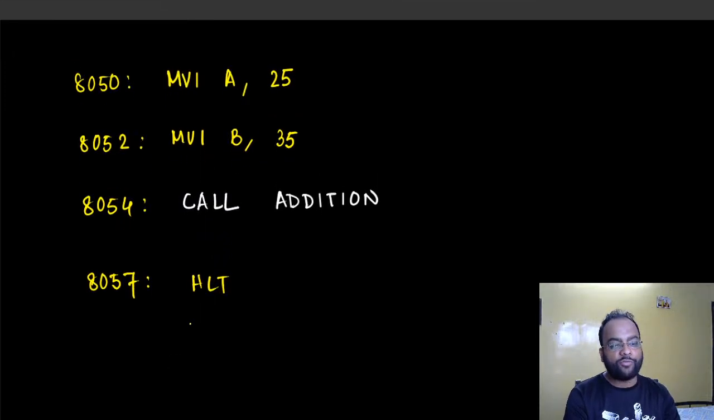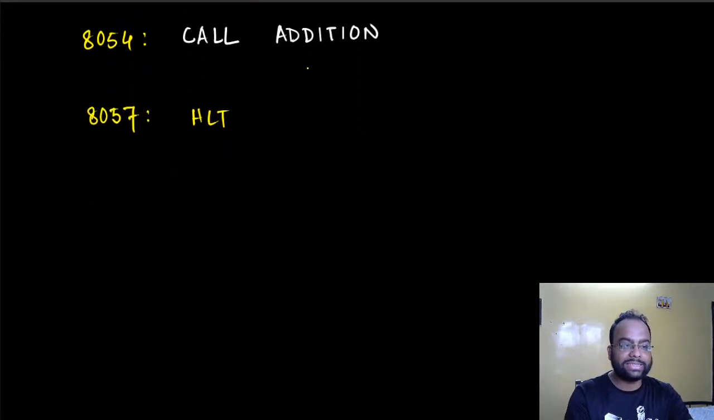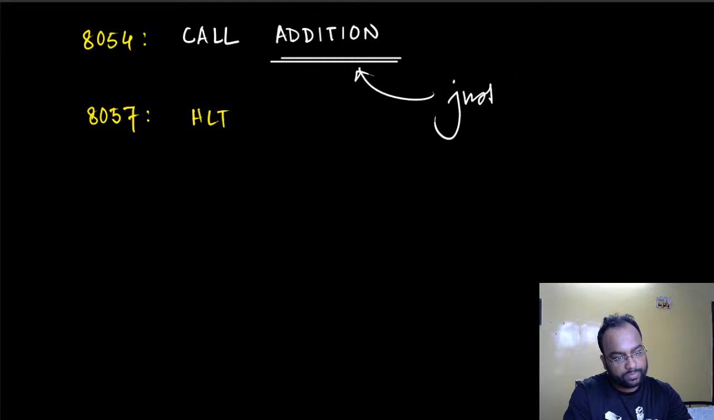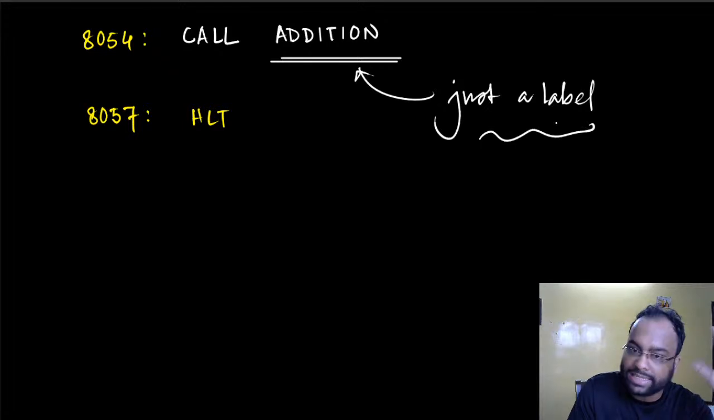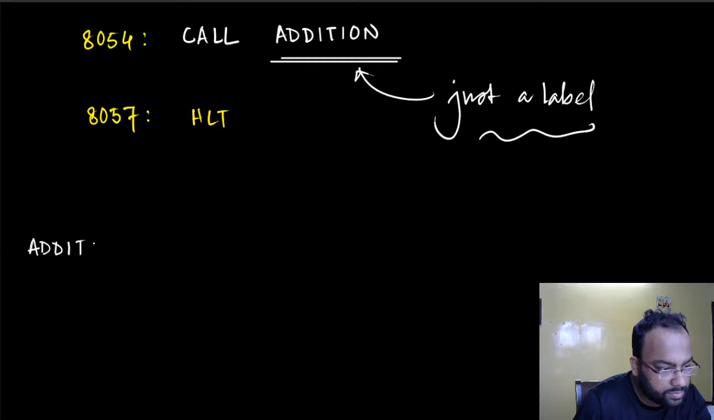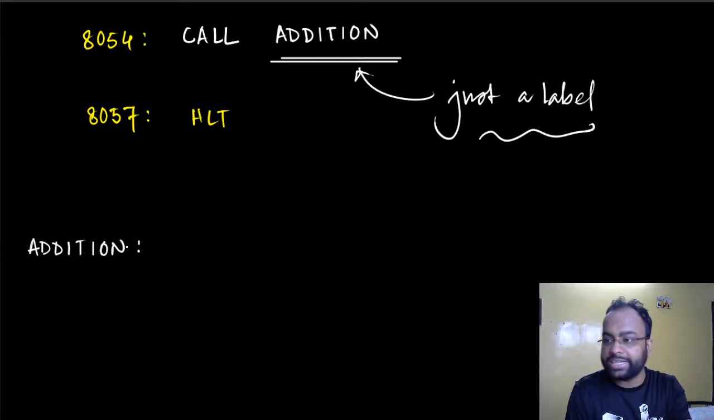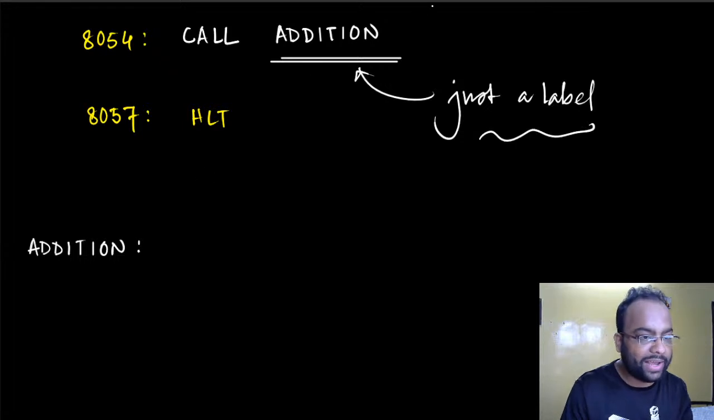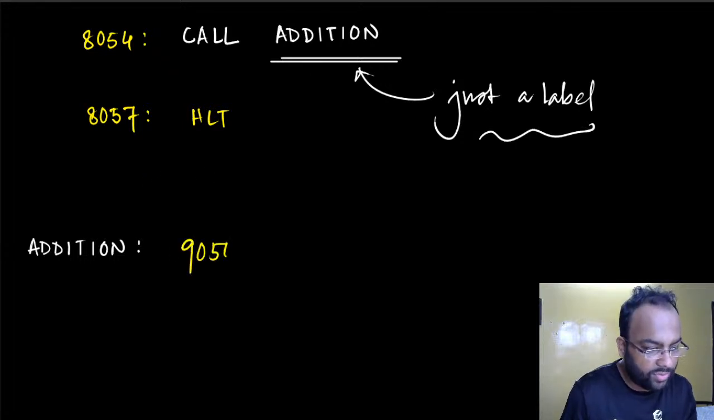Now we called the addition subroutine. What is this? This is just a label, as usual. And what is a label? A label is nothing but an address, as you studied. So this is just an address. Say this addition label, or basically the address, is something like, for example, 9050.